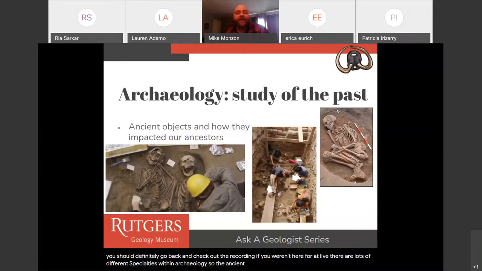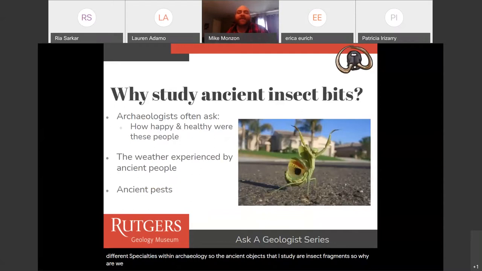So why are we going to study these insect bits, these insect fragments? One of the big questions in archaeology that archaeologists think about is how happy and healthy were the people they are studying? And I think that's where I can help in two ways. The first is by using the insects as ancient weathermen.